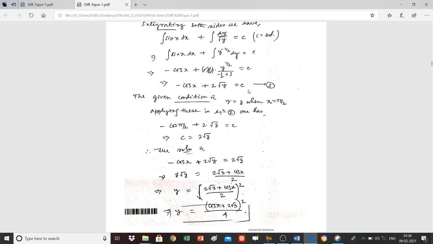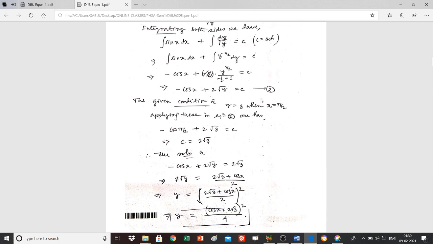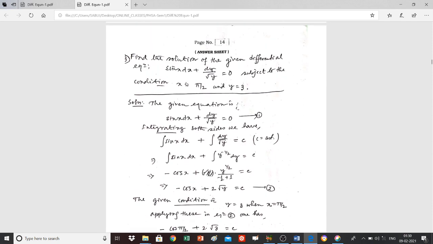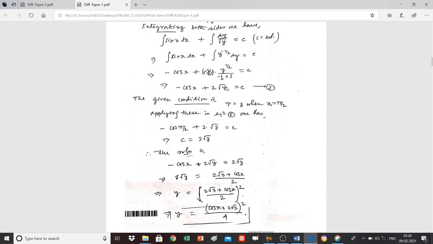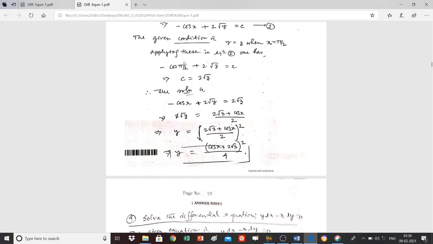Now what is the boundary condition that is given? It is that for x is equal to pi by 2, y is equal to 3. Just substitute these values. From this relation you write cos pi by 2, since x is pi by 2, then 2 root y where y is 3, root 3. That is equal to c. From here you can easily obtain that c is equal to 2 root 3.